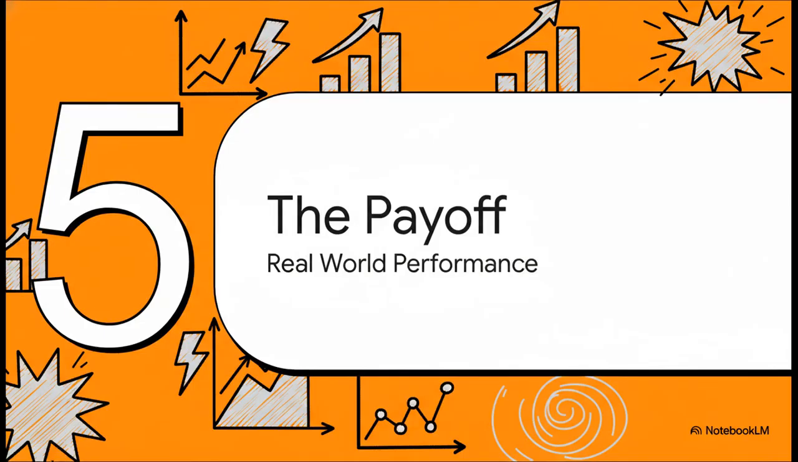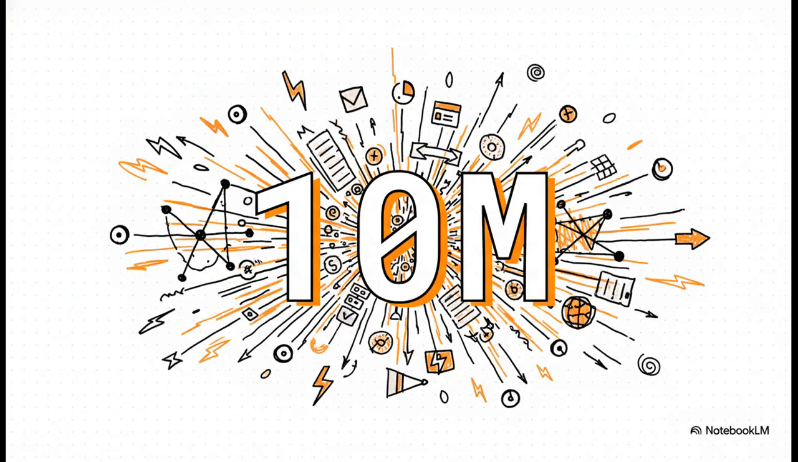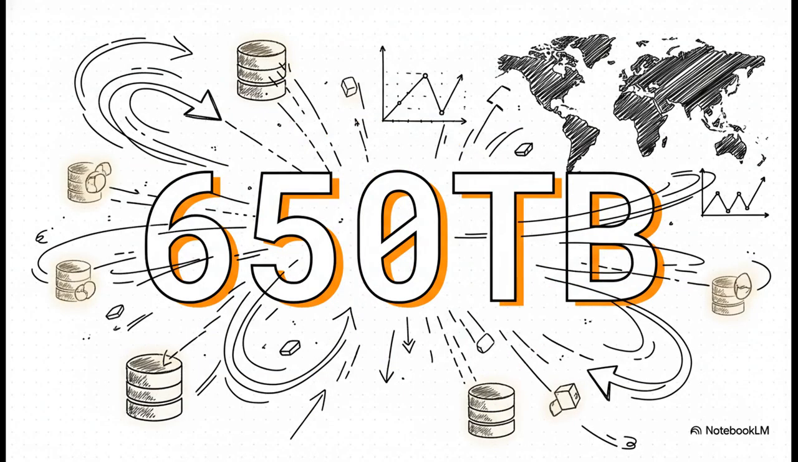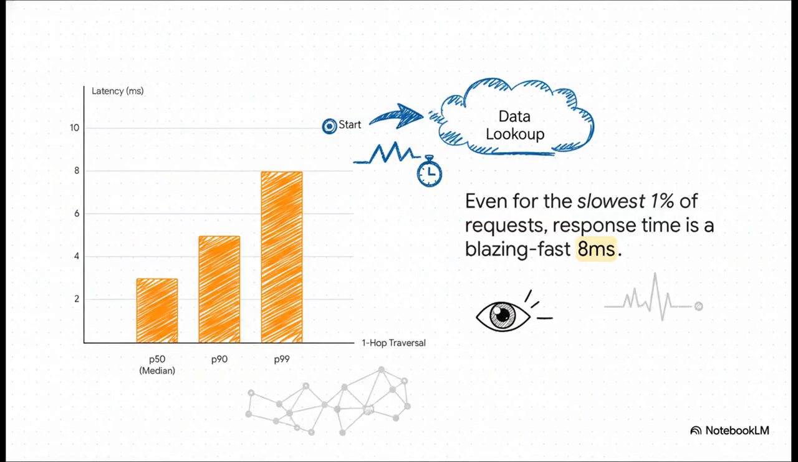So, after all of this brilliant, incredibly clever engineering, what's the bottom line? What does the performance actually look like? Well, the numbers are just, frankly, astounding. So here's the payoff. During peak hours, this system handles a staggering 10 million operations. Reads, writes, lookups, you name it. Every single second. Let that sink in. 10 million. And it's managing all of this across a massive 650 terabytes of data spread all across the entire globe. But for my money, this is the most impressive number of all, the latency, the actual speed you feel.